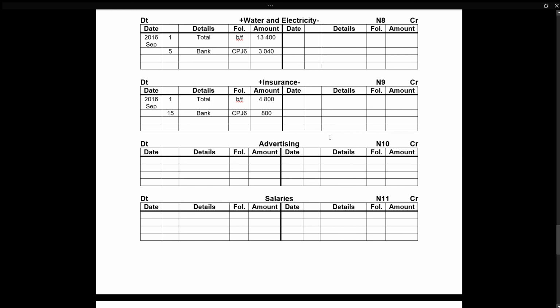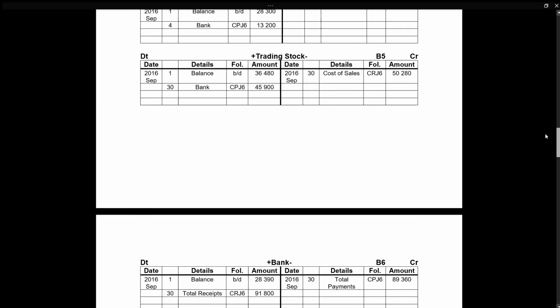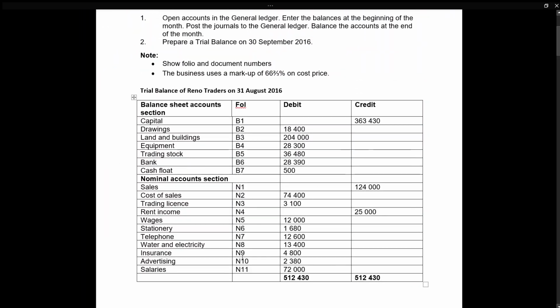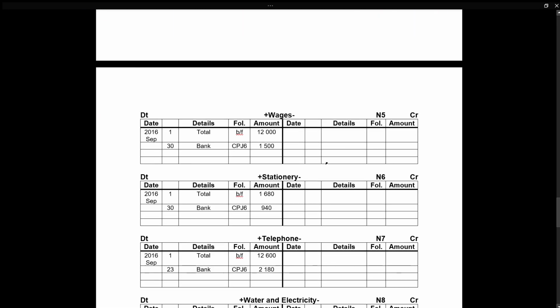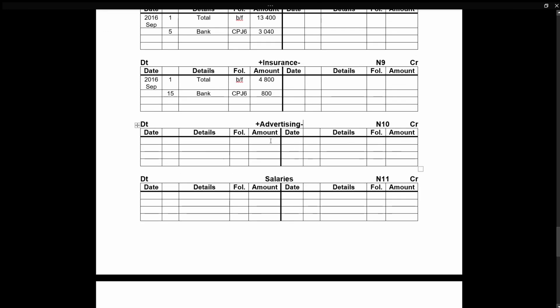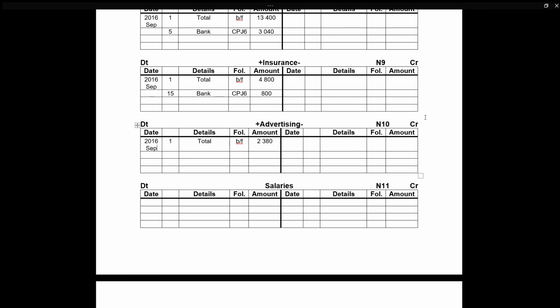Right, now advertisement, also an expense, plus, minus. Let's see if we have an opening total. Advertisement, 2,380 rand. Let's go and fill that in. Right, so advertisement opening total 2,380 rand. It is brought forward. Details will be total. It took place on the 1st, since it's an opening total, of 2016 and September.